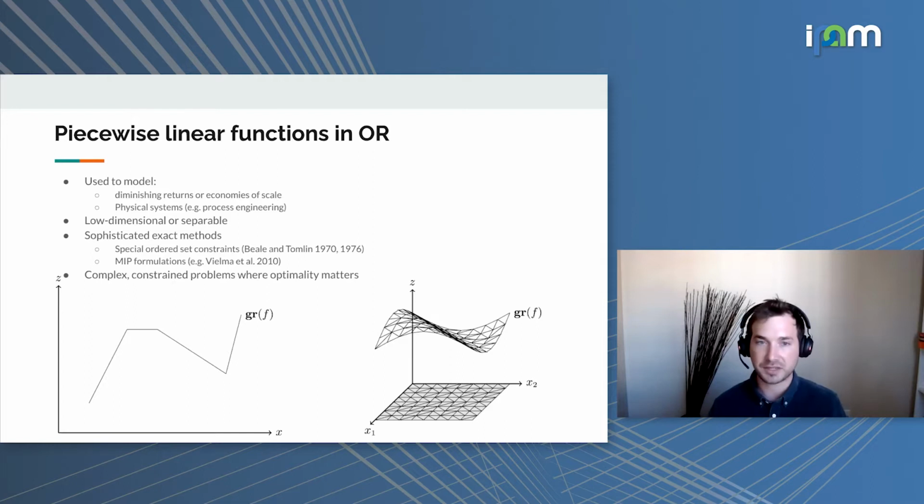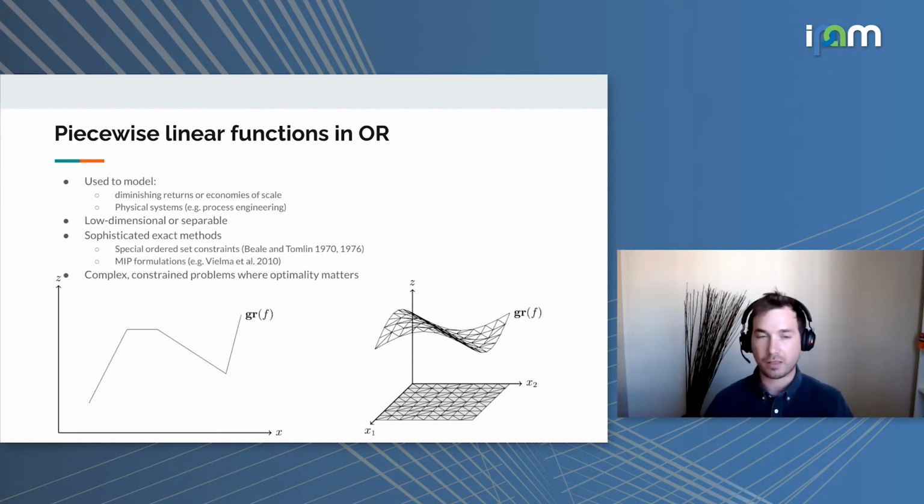If you're working in process engineering or chemical engineering, you're working with a physical system. Maybe you're mixing some chemicals together and they interact in a nonlinear way. So it's natural to try to capture these nonlinear behaviors through a piecewise linear approximation. And so often in OR, we get kind of lucky, or we take some modeling assumptions such that we work with low dimensional or separable piecewise linear functions, which is quite nice from an analytic perspective.